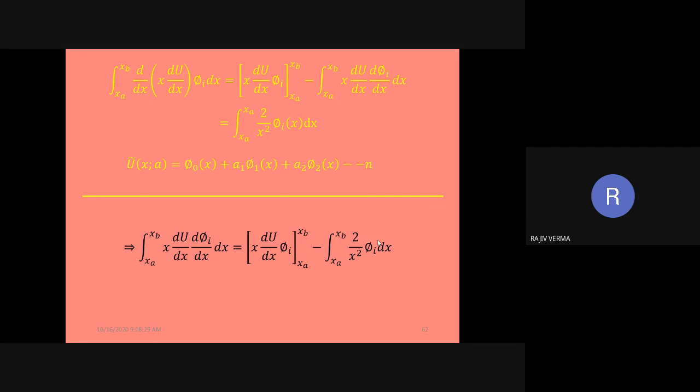And the third term, that is 2 divided by x square into phi I, जिसका इंटीग्रेशन लिया जा रहा है. This term is also a known quantity. So on the right, we have two terms which are known and we have one term which is not known. So obviously this means that the equations cannot be solved. We cannot solve the equation unless we know all the terms in the right hand side. But still we are proceeding with the derivation.